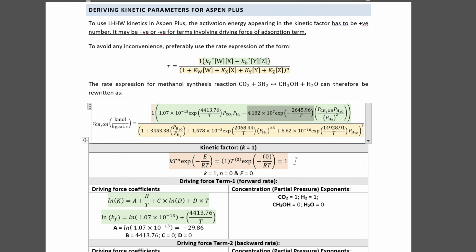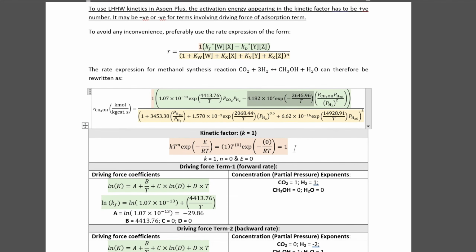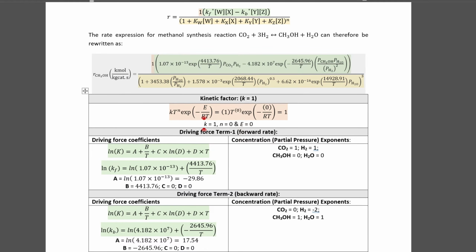Still, Aspen Plus will use the same Arrhenius type of expression for the kinetic factor. To translate the value of 1 into the Arrhenius expression, you have to use the pre-exponent factor k as 1, temperature exponent as 0, and activation energy as 0. So that gives the value equal to 1. So Aspen Plus requires these 3 values to define the kinetic factor. In case of the driving force, each term is defined separately.